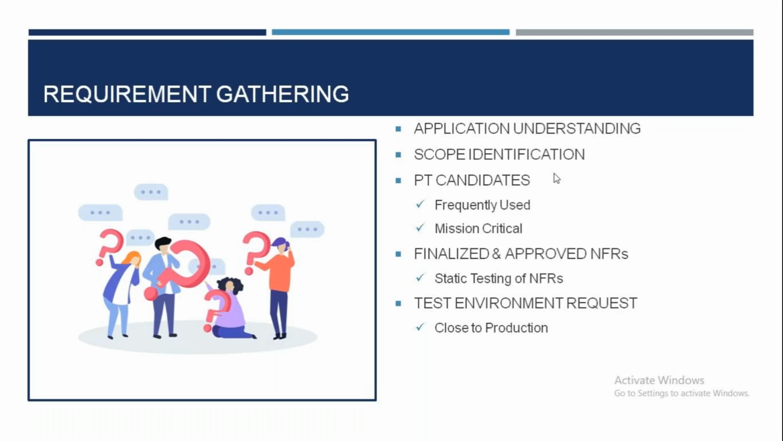I need to have an apple to apple comparison if I want to compare the metrics. But if the environments themselves are different, if the specifications of the environments are different, how can I compare the results from both the environments? That is why you should ask for a performance test environment which is close to production in configuration. Clear, all of you? Any queries on any of the activities in the requirement gathering phase? These are the major activities which need to be carried out in the requirement gathering phase.